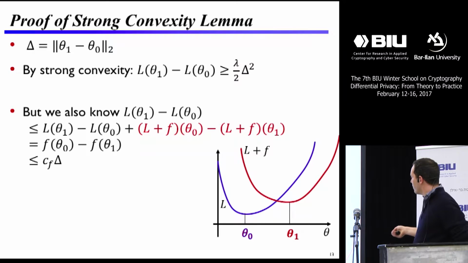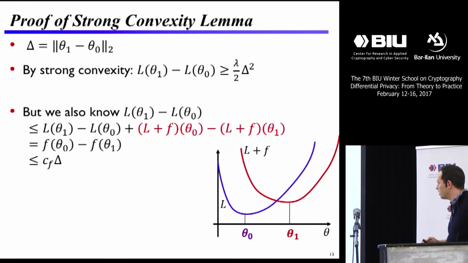And now a bunch of stuff cancels. L of theta 1 minus L of theta 1 goes away, minus L of theta 0 plus L of theta 0 goes away. And what I'm left with is just the difference in F at theta 0 minus the value of F, little f at theta 1. Remember, little f is the small function, the little perturbation. And by definition, because it's Lipschitz, it's at most c times the magnitude of this perturbation.